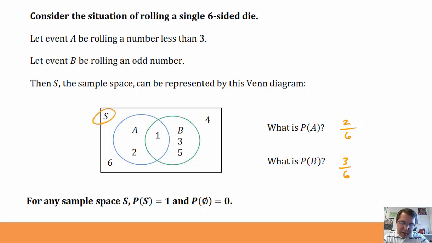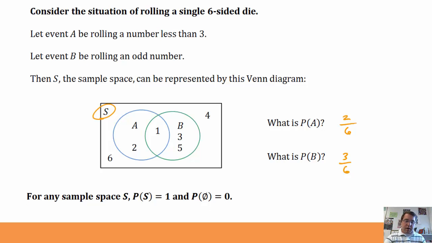For any sample space S, the probability of the entire sample space is 1, and the probability of the empty set is 0. Because if I'm rolling a die, I have to get something in the sample space. I can't get 7 because there's no 7 on the die. So the probability of getting the empty set is 0. I have to get something in S. Probability of getting something in S is 1, therefore, because I have to be getting something in S.